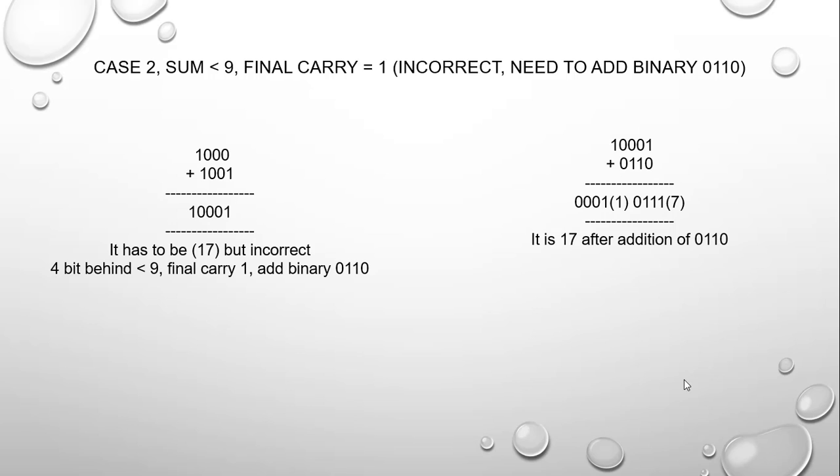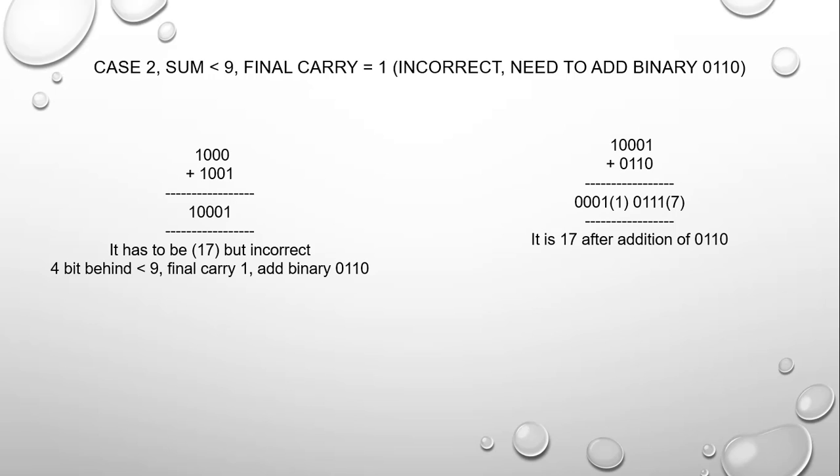Case 2. Output of the sum is less than 9 and final carry is 1. 1000, decimal number of 8, add with 1001, decimal number of 9. The sum output is less than 9 and the final carry is 1. So we have to add 0110, decimal number of 6, to get the correct output. So 0001 plus 0110, we get 0001 0111, which the first 4 bits is 1 and the behind 4 bits is 7.